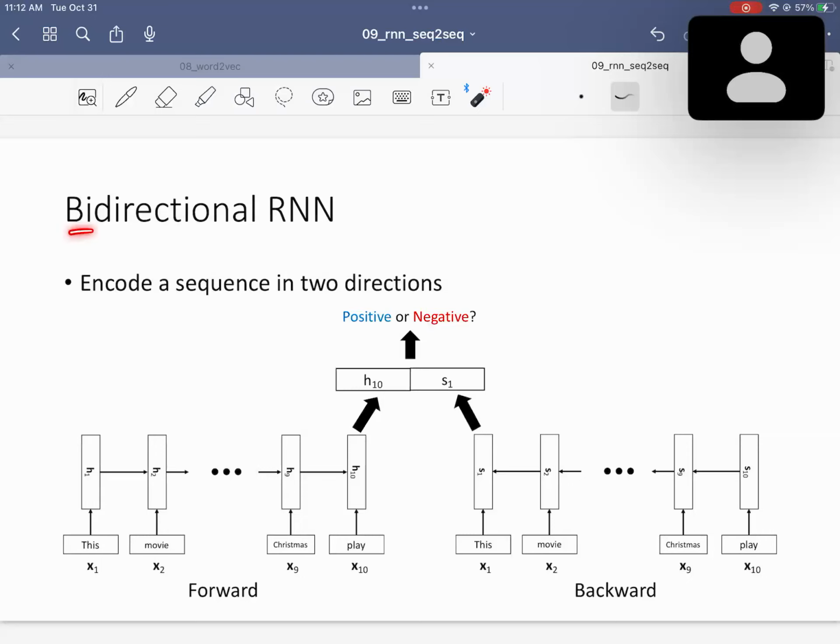Right, just as I was saying. If you use bidirectional RNN, one goes forward and the other goes backward, and then you concatenate H10, the last one, and S1, the first one, from each encoder. You concatenate them, and then you put it through a sigmoid classifier to do a binary classification, like is it positive or negative. So that will be the architecture of a bidirectional RNN.